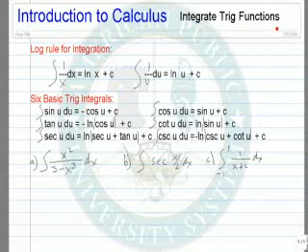Integrate trig functions and other types of functions that have a natural log as a result. The integral of 1 over x dx is equal to the natural log of x plus c, and we can generalize this as the integral of 1 over u du is the natural log of u plus c, where u is a function of x.